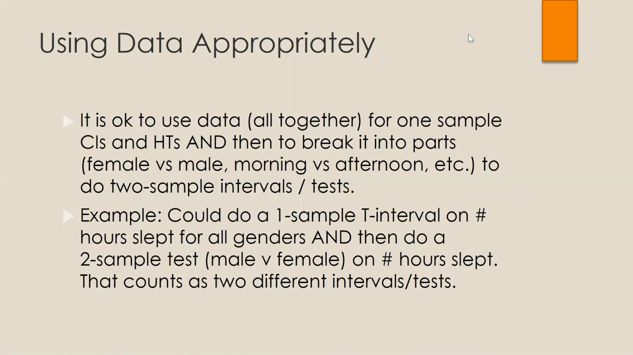So for example, you could do a 1 sample t-interval on the number of hours slept for all genders, and then break it apart, male versus female, and do a 2 sample t-test on the number of hours slept and compare men and women. And that would count as 2 different intervals or tests.